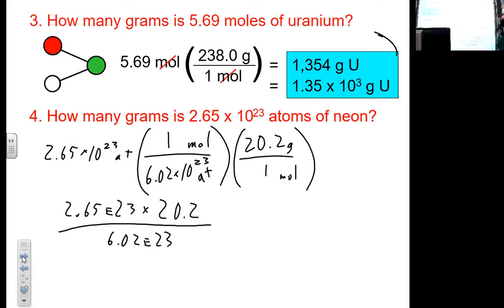Now, here's where you got to be very careful about how you type this in your calculator, because you need to make doggone sure that your multiplication happens before your division happens. You cannot do the division and then the multiplication. So in the calculator, I'm going to type 2.65 E23 times 20.2, and smash that enter button to get that multiplication done first. And then whatever my answer is, I'm going to divide by 6.02 E23.